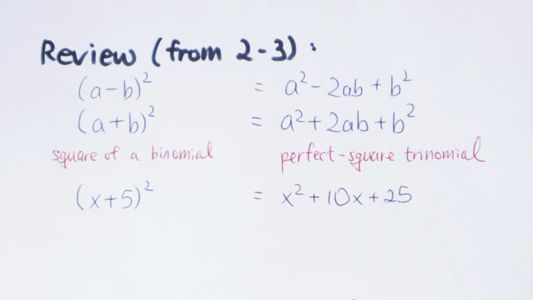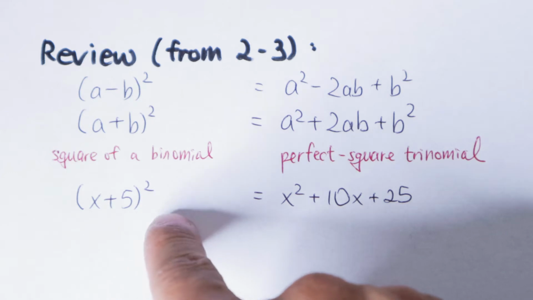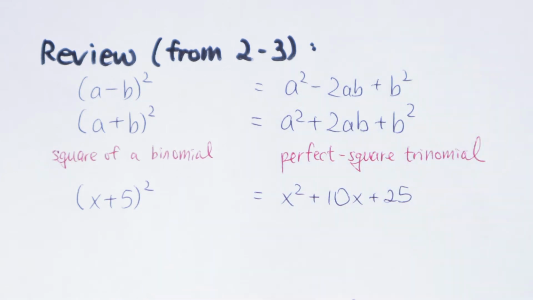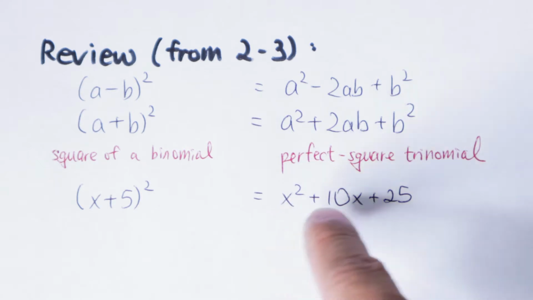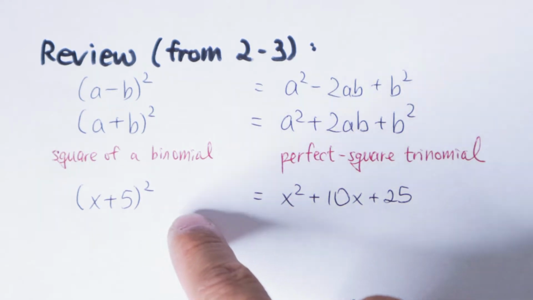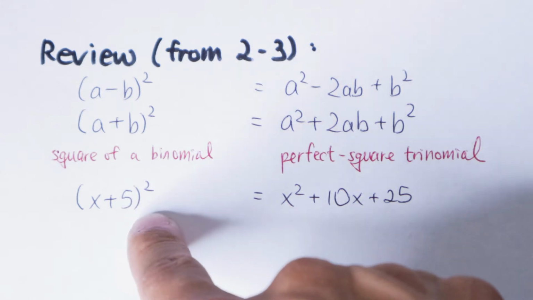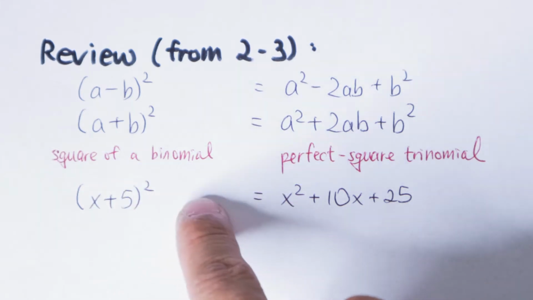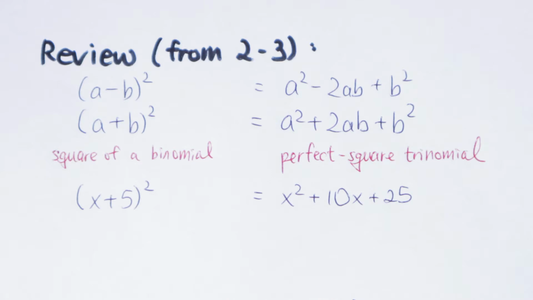And back in 2-3, we have learned that if you have x plus 5 squared, you could do the box method, you could do the distributive property, or use the shortcut to get x squared plus 10x plus 25. Well, before you use the box method or distributive property, this thing right here is called the square of a binomial. And after you did the box method, the distributive property, or the shortcuts, then your answer becomes a perfect square trinomial. And guess what? Today, we're going to work backwards.